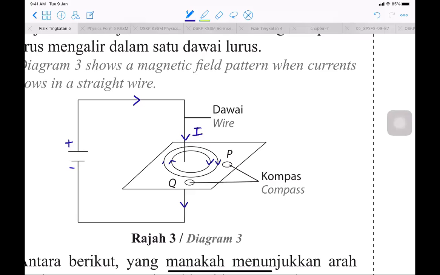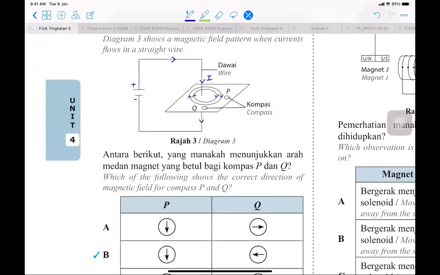Okay, clockwise direction. So if you put the compass in the position of P and Q, P should be going down, and then Q should be pointing left. So the correct answer is B. Right? Correct answer is B.